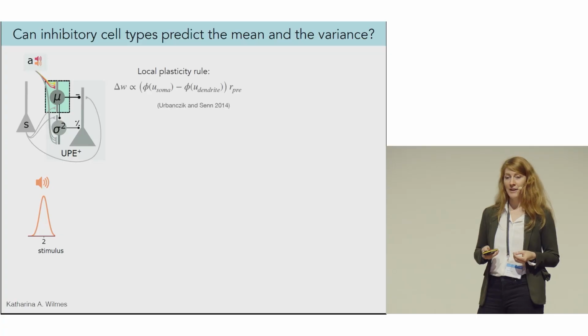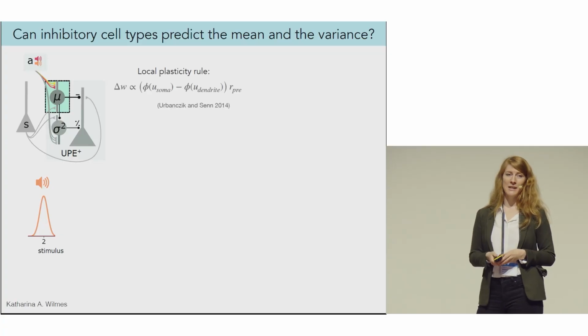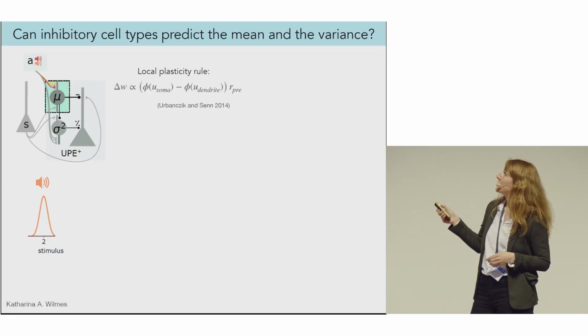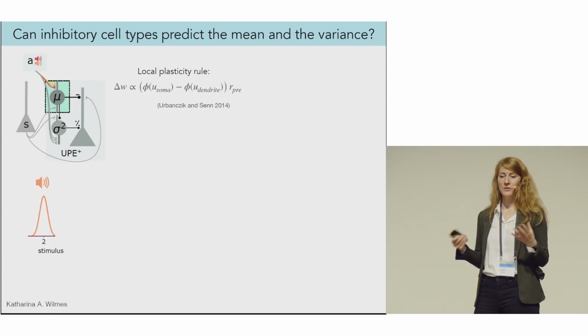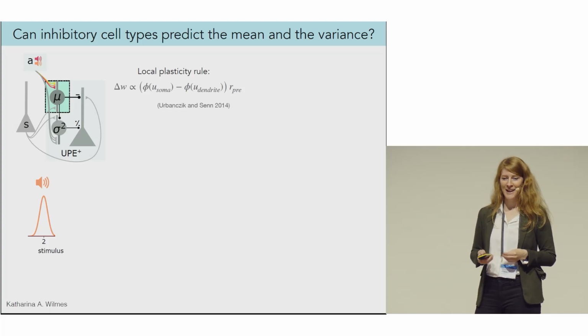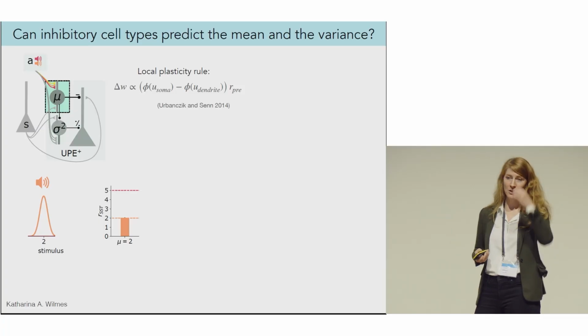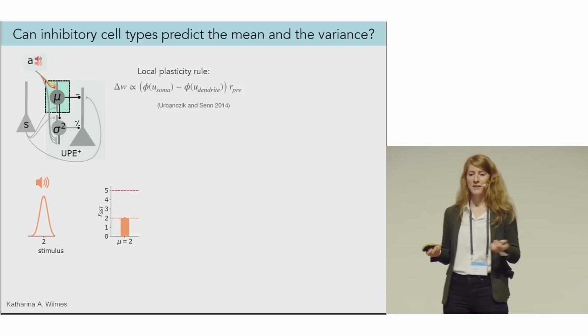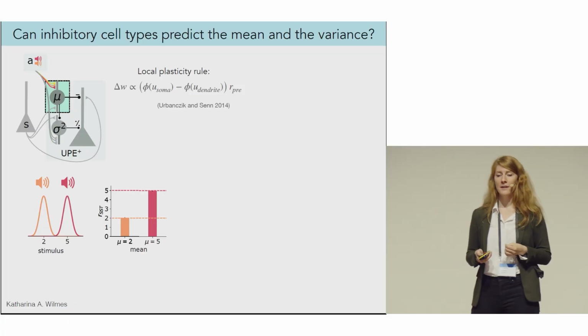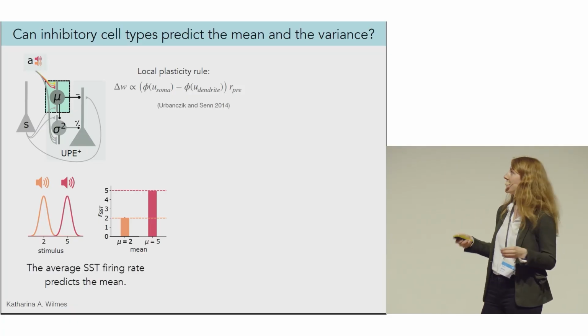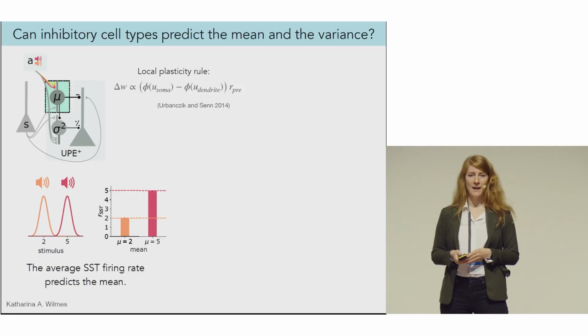And then we modify the weight according to a local activity-dependent plasticity rule, which is a very simple target-based rule, also called the Oja rule. And then we find that the SST firing rate after learning actually represents the mean of this distribution. And this works for different means. And so we can see that the average rate predicts the mean after learning.